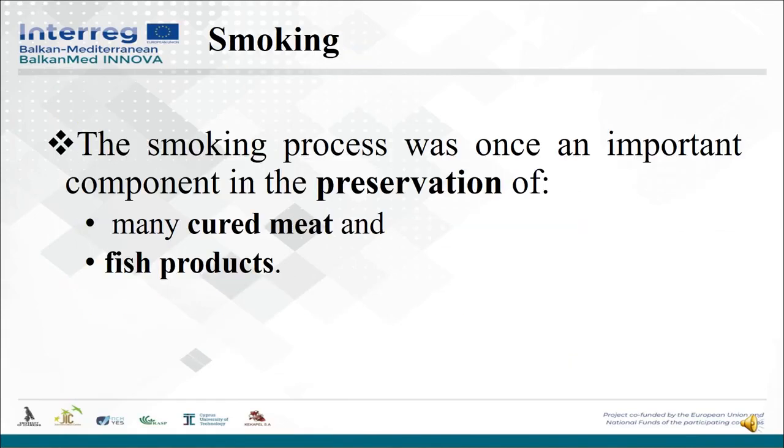Smoking as a hurdle: this process was once an important component in the preservation of many cured meats and fish products, but today it is mainly used to give flavor and color. However, smoking is still an effective means of inhibiting undesirable mold growth for uses such as [...] and hams.